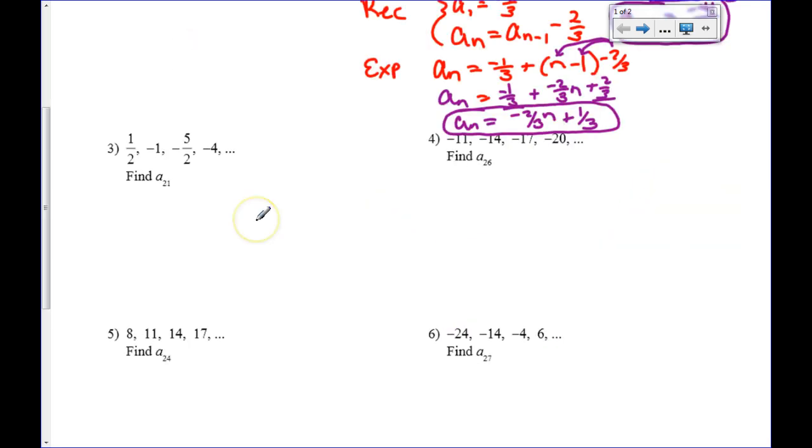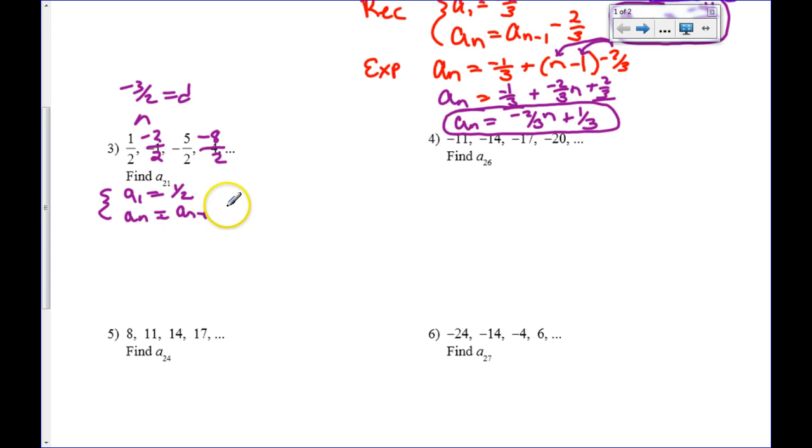So on number 3, we're going to do the same thing. Okay, so we're going to change this to a fraction. -1 is the same thing as saying -2/2. And -4 is the same thing as saying -8/2. Okay? So these are all going down by -3/2. So that's our D value. Okay? And I can go ahead and make my recursive formula really easily because I already know that a sub 1 is 1/2. A sub n equals a sub n minus 1 minus 3/2.